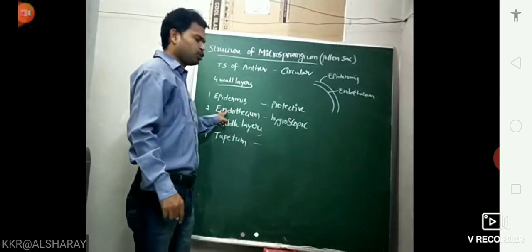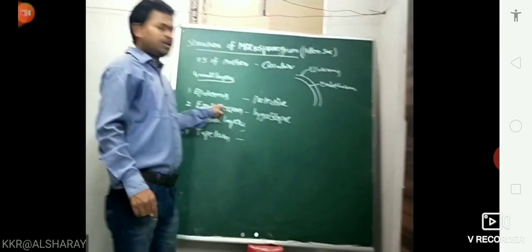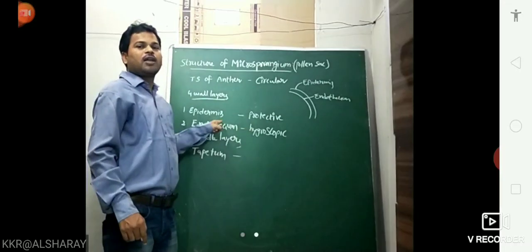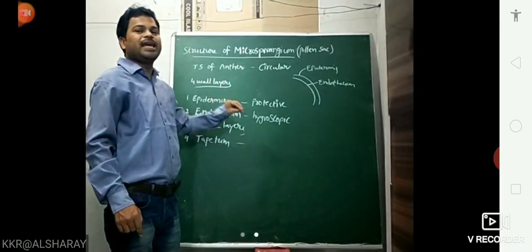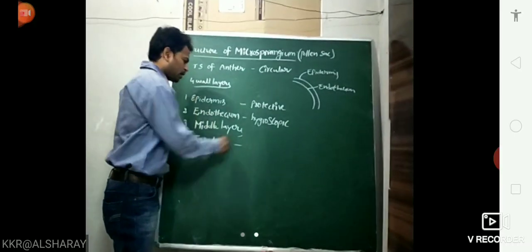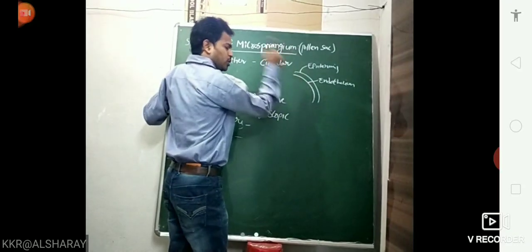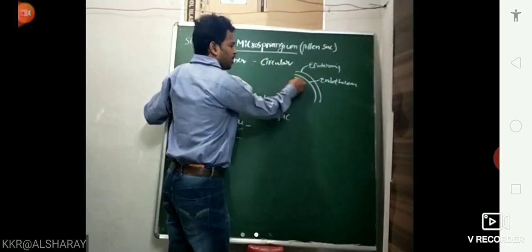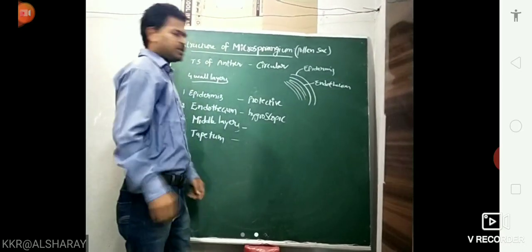I repeat: below the epidermis is the endothecium. It is a hygroscopic layer. Alpha cellulose fiber thickenings are present, and it mainly helps in dehiscence of anther. That is the endothecium. Next, come to the middle layer. When you observe the diagram, after the endothecium, 3 to 6 layers are present.